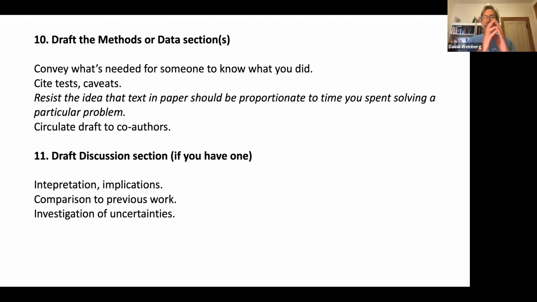Okay, now you go forward. So you draft the method section or the data sections. Your goal is to convey what's needed for someone to know what you did. You talk about tests or caveats about your results.